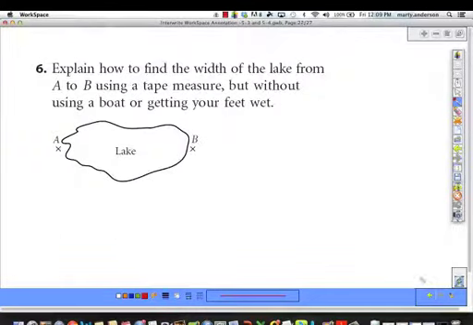Last one we're going to take a look at. Explain how to find the width of the lake from A to B using a tape measure, but without using a boat or getting your feet wet, or flying a plane, or taking a picture from space, or I don't know what that would do for you. But why don't you push pause and see if you can figure out this one on your own, if somebody can run up and push pause before I tell you how to do it.